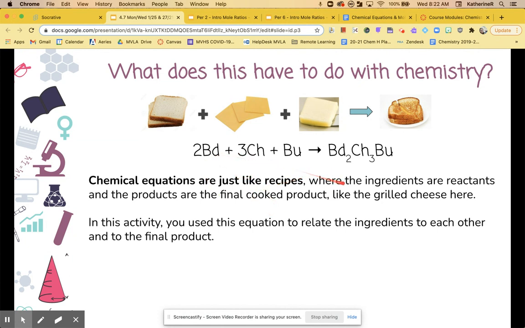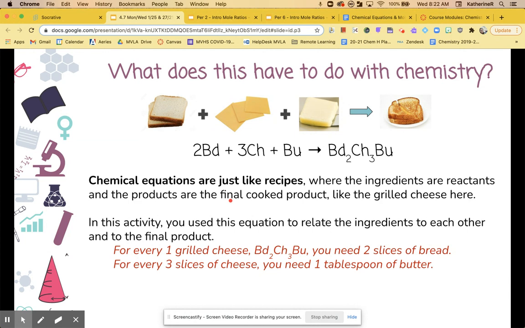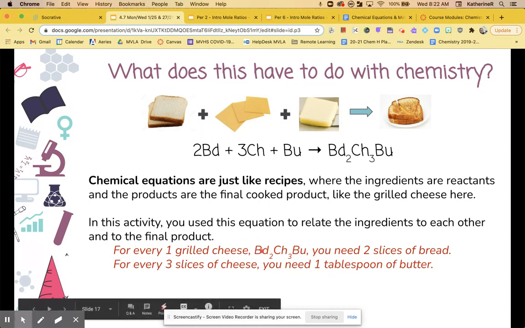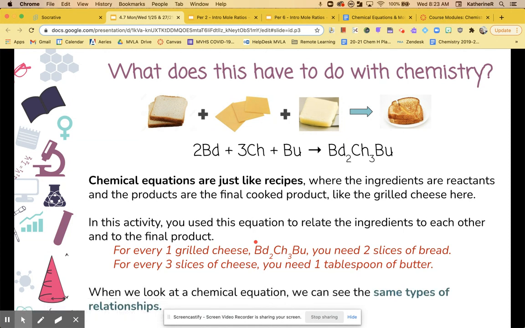Every time I have 2 slices of bread, I can make 1 grilled cheese. Every time I have 3 slices of cheese, I can make 1 grilled cheese sandwich. If I had 5 slices of cheese, I can still only make 1 grilled cheese sandwich because I need 3 slices of cheese for each sandwich. And so we get these relationships, such as down here, that help us to think about how these ingredients are related to each other. And this has a specific name in chemistry. This is the idea of mole ratios. Okay, and so this is what we're going to talk about today. So when we're looking at chemical equations, we can see the same types of relationships. They're just going to look a little different because they're not going to be talking about cheese and butter and bread.